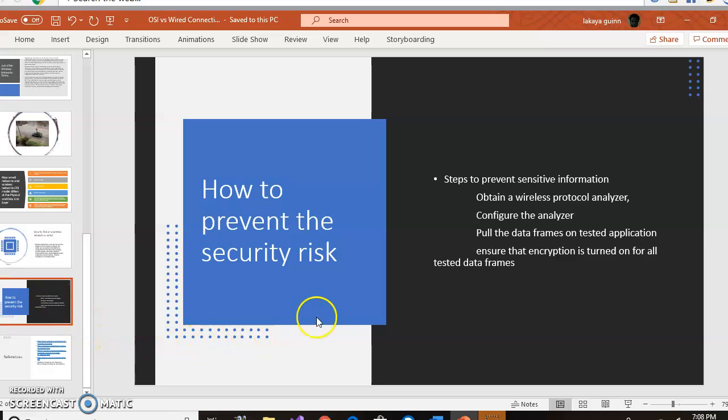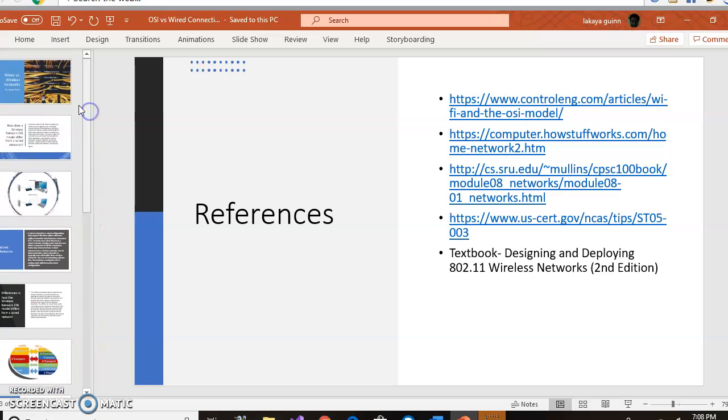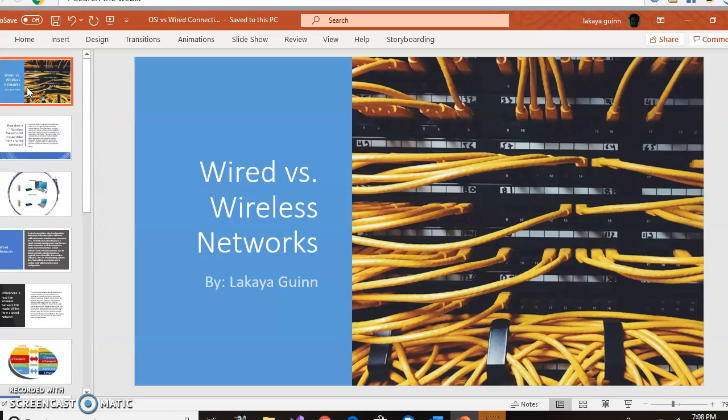How we can prevent security risk is with wireless protocol analyzers, which need to be configured. The data frames need to be tested, and you just want to ensure that encryption is turned on for all of the data frames. It's almost impossible to not use the computer or any form of device, cell phones, anything like that. All we can do is take the necessary steps to protect ourselves and just try to safely use the devices.